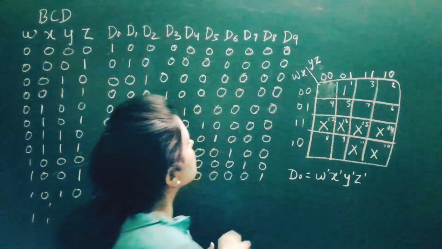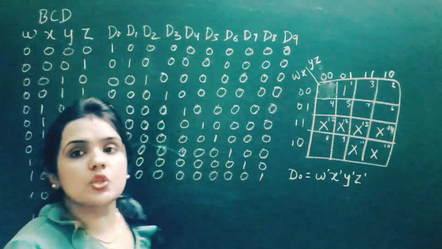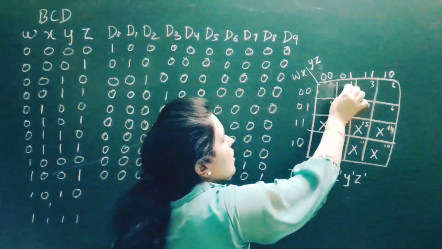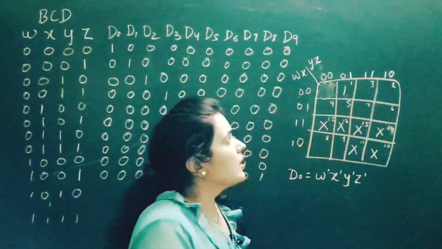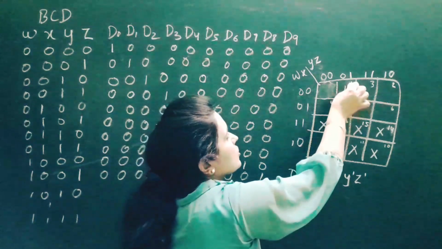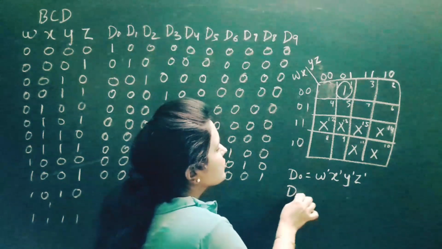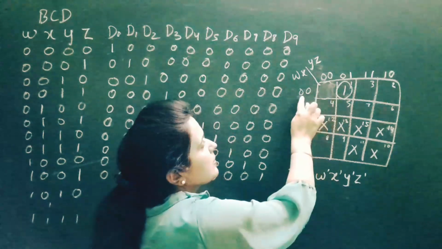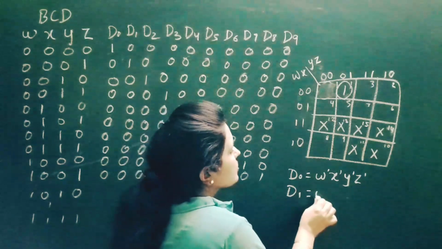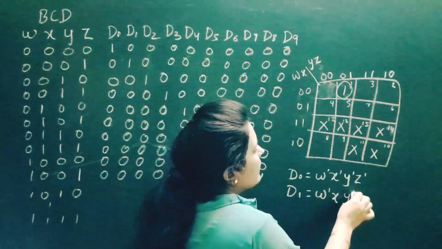So D1 is equal to 1 where the value of w, x, y, z is 0, 0, 0, 1. Now this 1 also cannot be combined with any of these x's, so this will be a group of this single 1. What will be the expression corresponding to D1? The expression will be w complement, x complement, y complement, z.